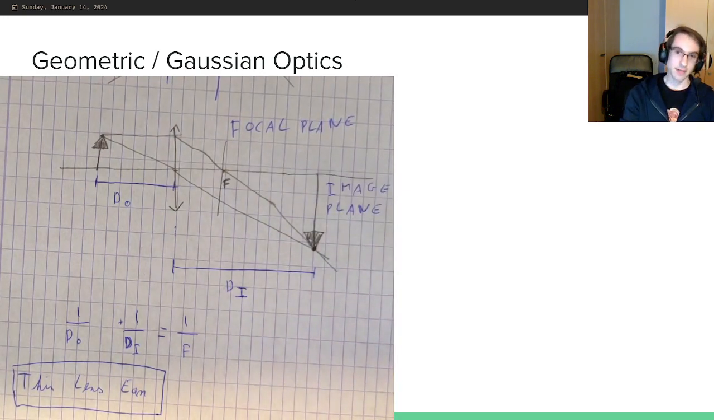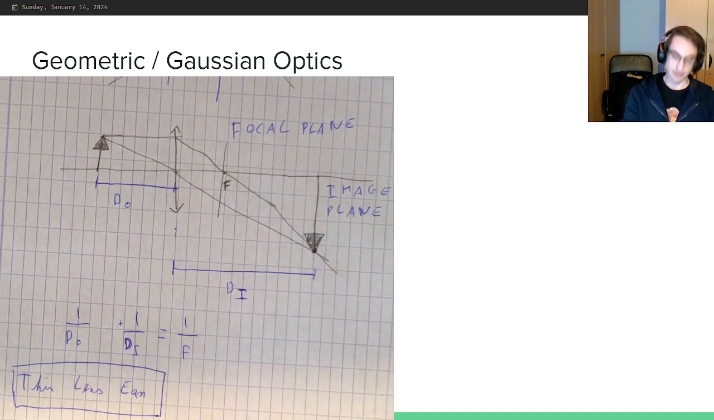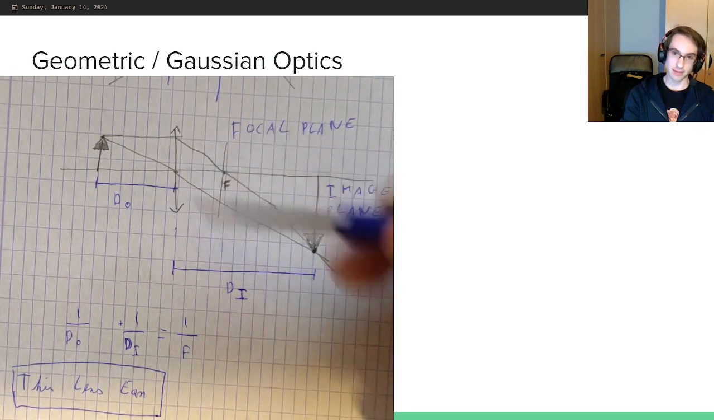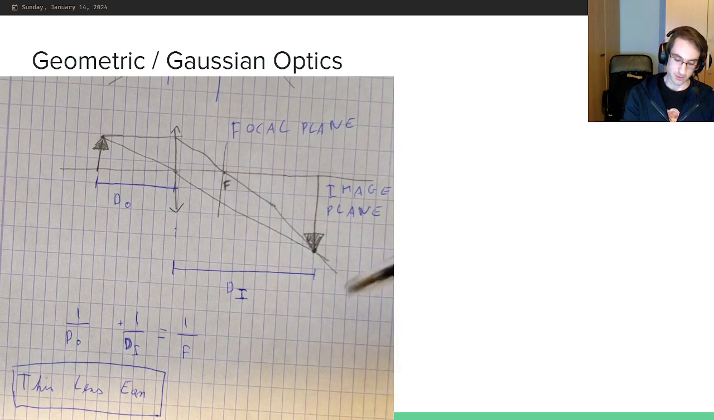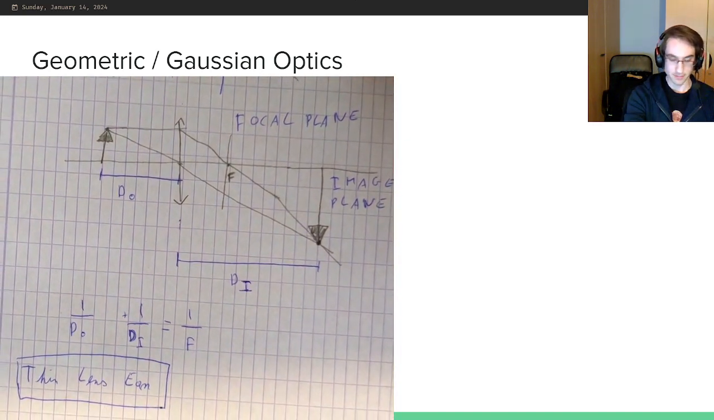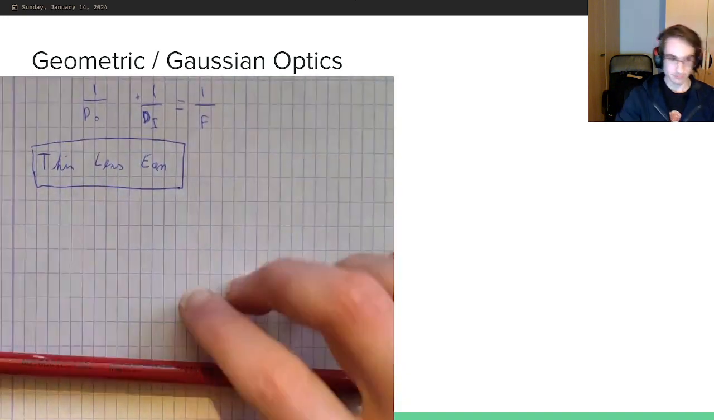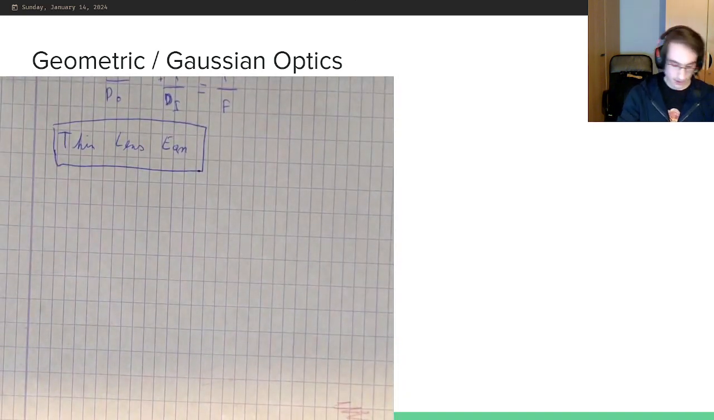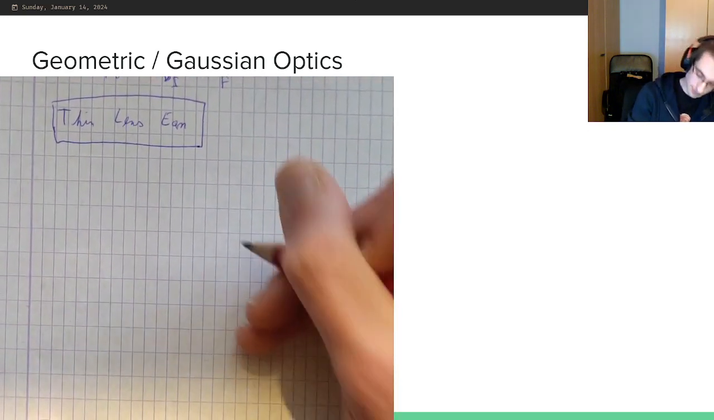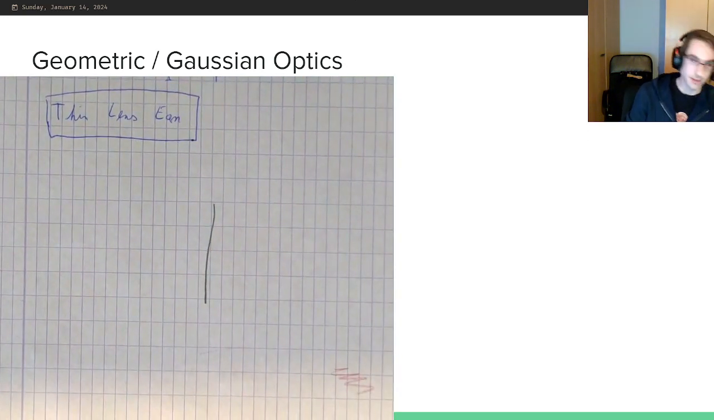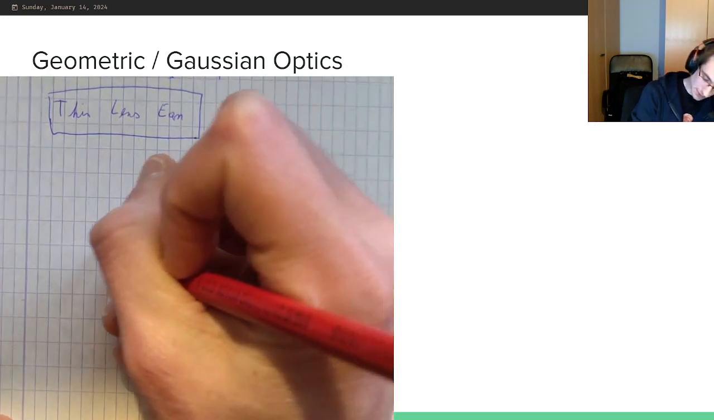But now how do we figure out how big this image is? We could do a little bit more math on this, but because we know the image plane is going to be in the focal plane, we're going to actually draw a new diagram and go again. So let's draw a lens again, a very straight lens, and the optical axis again.